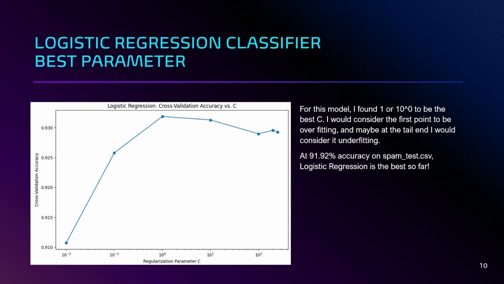Here you can see the graph for this model. I found 10 to the 0, or 1, to be the best C. I would consider the first point to be overfitting, and then over here at the tail end, I would probably consider it underfitting. But at 91.92%, logistic regression is the best so far.